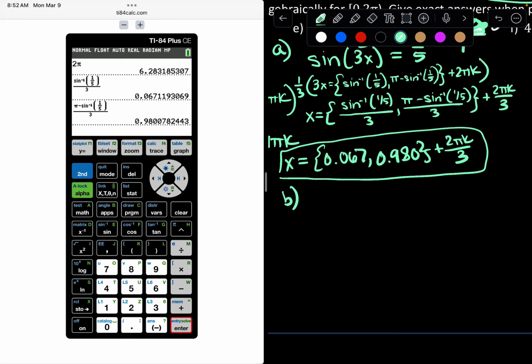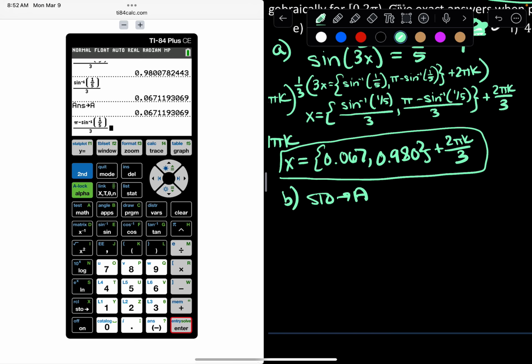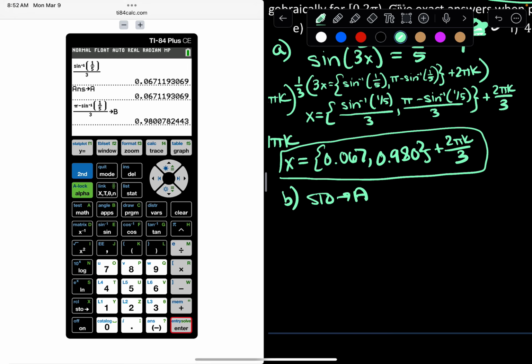So I'm going to take my 0.067, which is here. I'm just going to copy it, and I'm going to store this exact value. So I'm going to hit store and then alpha A, enter. So now I've stored it as A. And then I'm going to take my second one, which was the 0.980, enter. And then I'm going to hit the store key, alpha B. So now I have that saved as B. And the reason I'm doing that is because I'm going to type it into Y1. I don't want to use the approximation, okay? I want to use the exact one from what the calculator gave me.